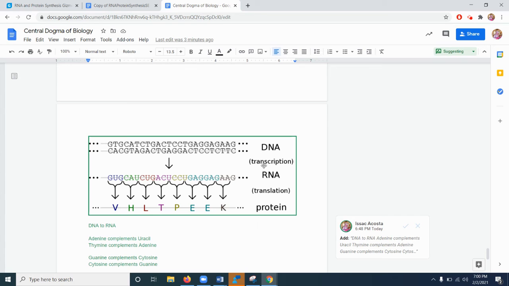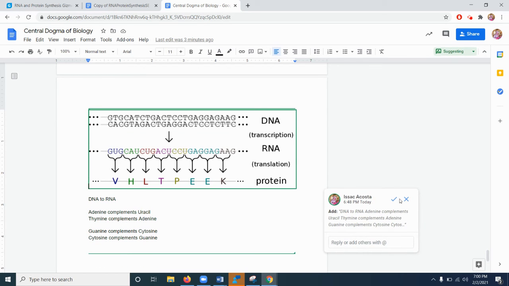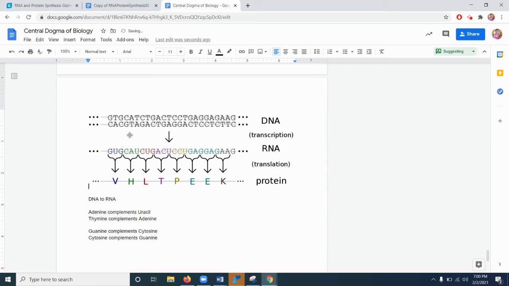So here's an example of transcription. We have our genetic code right here, I can't see, CACGTA, all these letters.